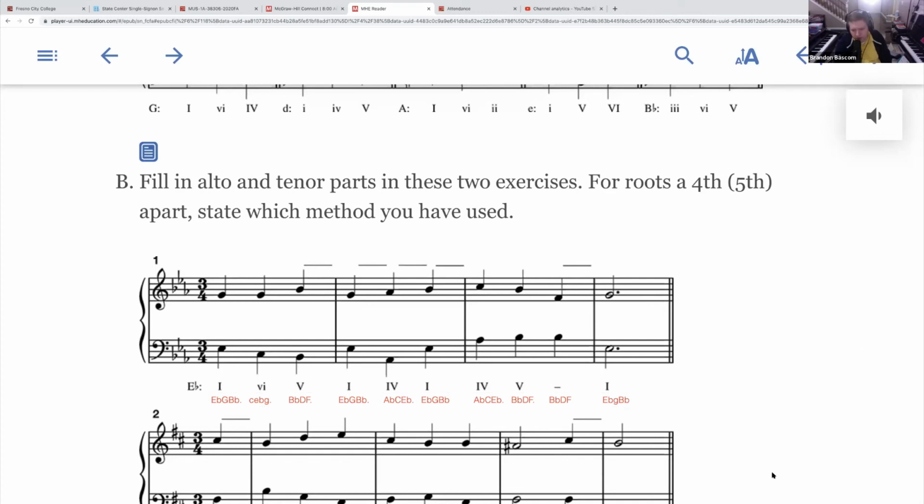All right, we're pretty close in proximity here, so we pretty much have to do what? Doubling the third? No. No. We pretty much have to put the B flat in the tenor and double the root in the alto because we're so close together. Are you with me?